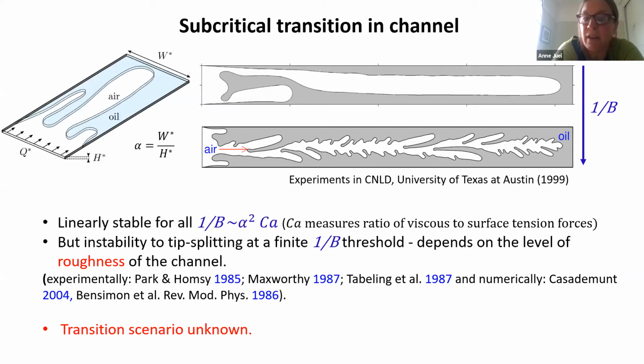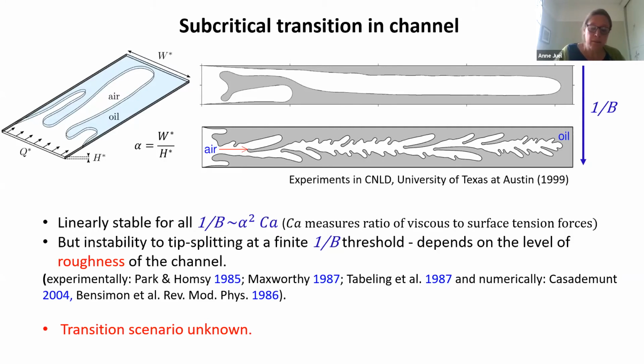So theoretically, it should be stable for all values of this parameter, but in practice, you see that the system goes unstable to tip splitting at a finite 1/b threshold. And this threshold depends on the level of roughness of the channel. That's very reminiscent of the classical Reynolds pipe experiment, where you get the transition to turbulence through a subcritical transition, which also depends on the level of perturbation in the pipe, where quasi-flow loses stability to turbulent puffs. But here, to my knowledge at least, the transition scenario is completely unknown.